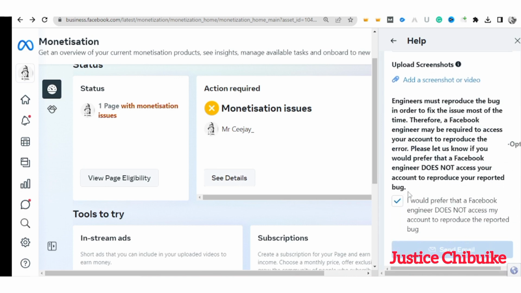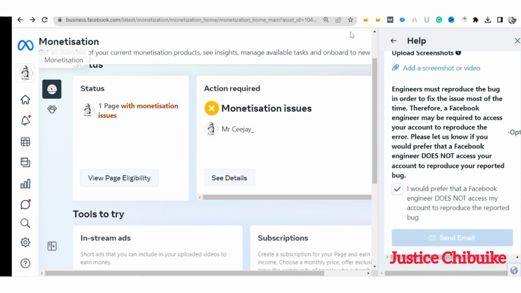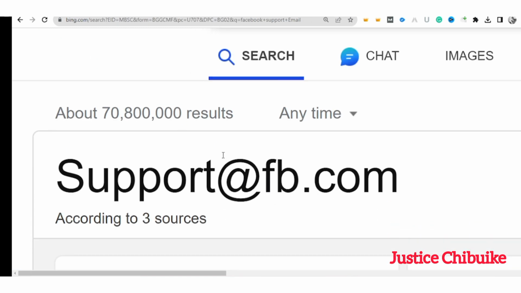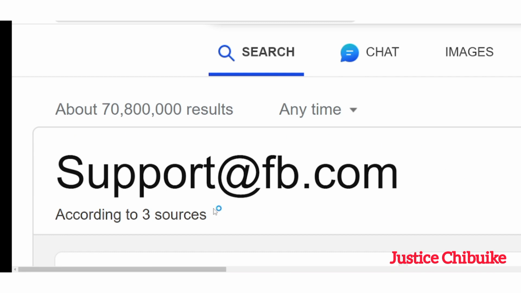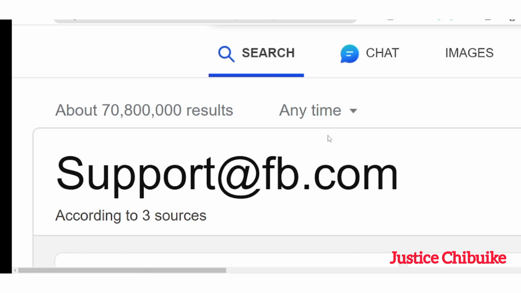So the second way to contact Facebook very fast is to use this support email. This is Facebook support email, support@fb.com. So send what is wrong with your page to this email. This is another fast way to contact Facebook to resolve monetization issues. So describe what is happening to your page to them, and you are going to send them a support request and they are going to answer you.